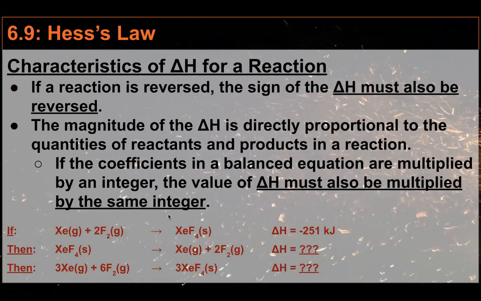Okay, so let's look at these examples here. So if I have a reaction Xe plus 2F2 yields XeF4, and the delta H of that is negative 251 kilojoules, well, what will I have if I manipulate the reaction in several different ways? So let's take a look at this one. XeF4 yields Xe plus 2F2. So why don't you pause the video and try to figure out what the delta H will be.